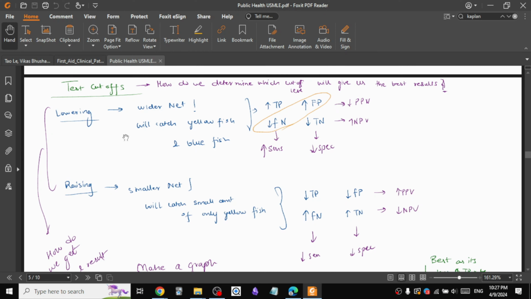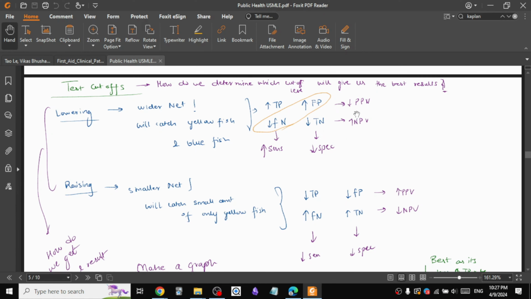Okay. I'm casting a wider net. I'm lowering the values. What am I increasing? I'm increasing the overall positive values. Okay. I'm catching the actual disease and the false disease. Right. And if false disease increases, what's gonna happen? I'm gonna decrease the PPV. Okay. And if I'm decreasing the true negative and I'm decreasing the false negative, this increases. Why? Because I've decreased the denominator here, more than the true negatives.